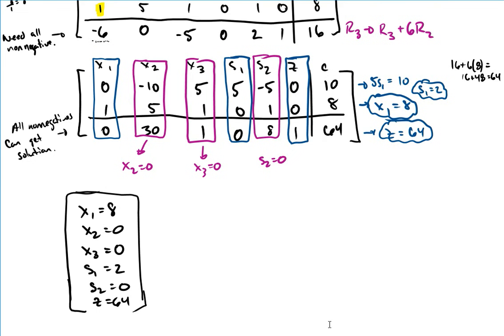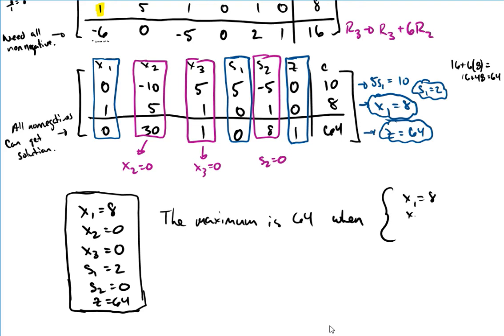So what we just did, we did maximize our objective function. So when it might be like a word problem, we would say the maximum is 64 when all of those other things over there occur. So when x1 equals 8, x2 equals 0, x3 equals 0, S1, let me just erase that, S1 equals 2, and S2 equals 0. Okay, so that's it.